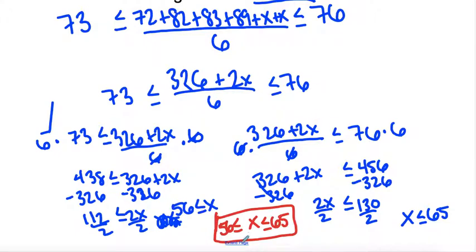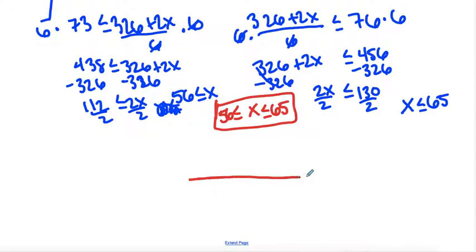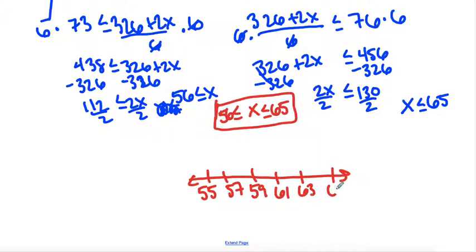Now, to put that on a number line, we'll start here. Let's go 55, 57, 59, 61, 63, 65. So to put this on a number line, we would have a closed circle at 56, shaded to the right, and a closed circle at 65, shaded left. And they would meet each other. So everything shaded in between here would be our solution region.